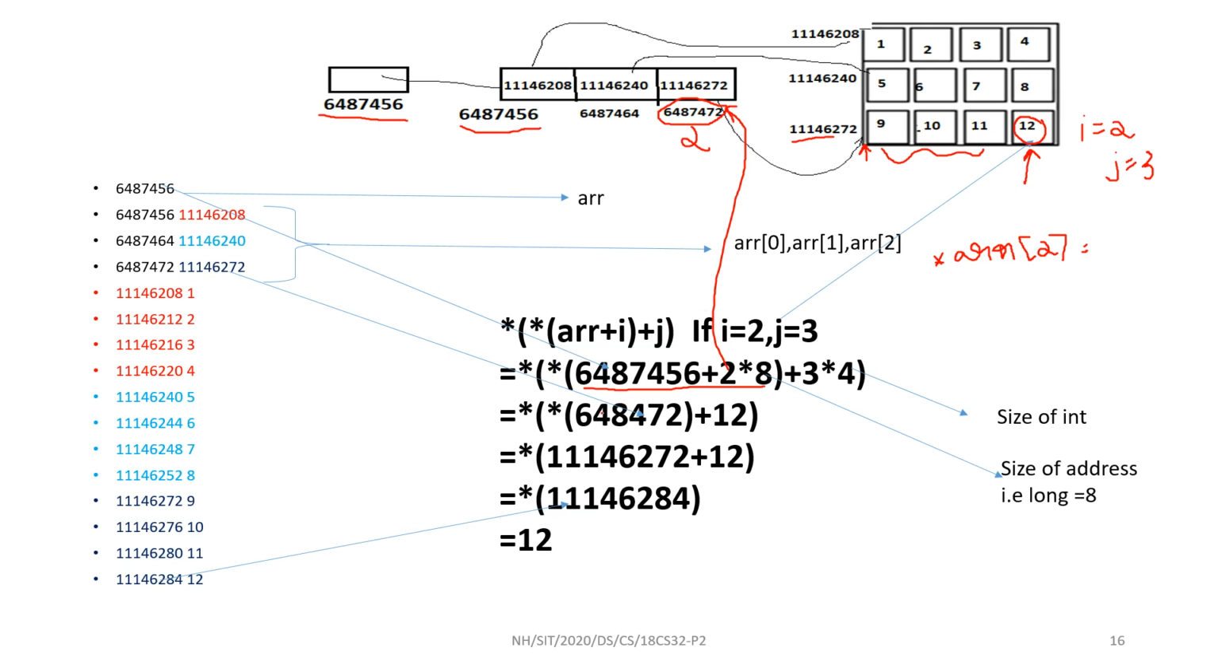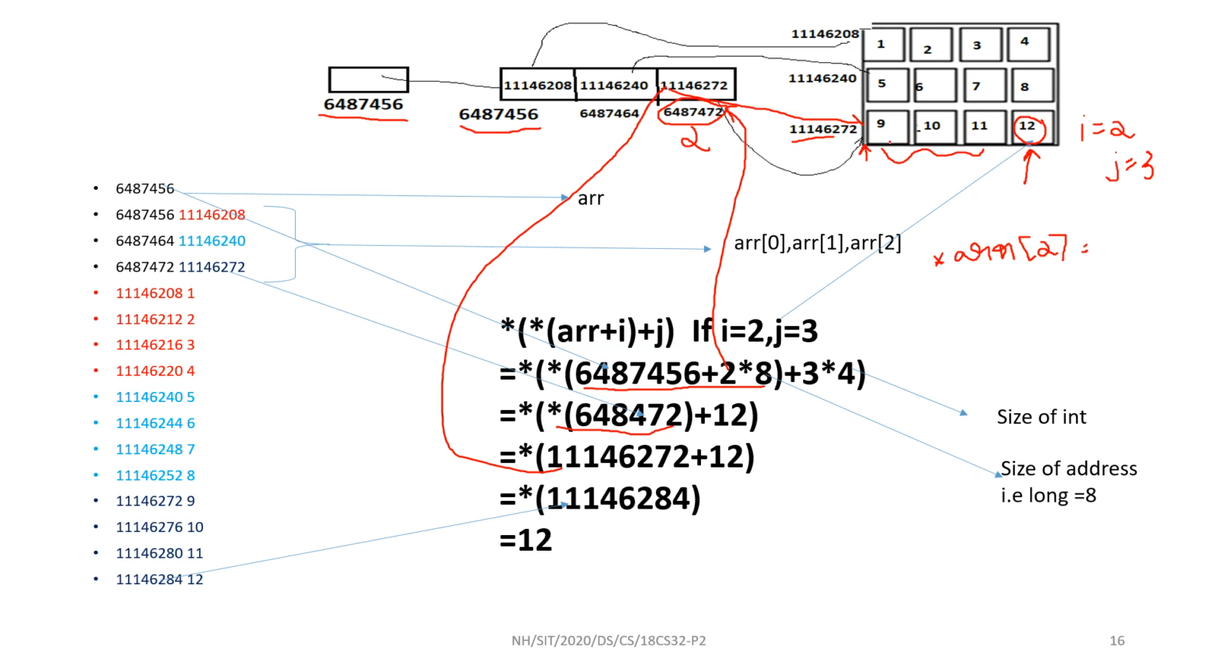The content of that, star of this much. What is the content? That is 11146272. I will show with this arrow. This is this value. Actually, that is a row address. The content of this memory location is 11146272. Which row? 0th row, first row, second row. This is the second row address. Right now we are at the base of that row.